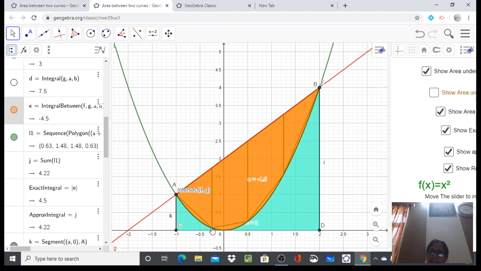What is the vertex of this rectangle? We have this point. The vertex has x coordinate A plus h and y coordinate f of A plus h. Then we are coming to this point. The x coordinate is A plus 2h and the y coordinate is f of A plus 2h, because this point lies on this parabola. So this vertex is A plus h, f of A plus h, and this vertex is A plus 2h, f of A plus 2h. Then again we are coming to this vertex. This vertex is A plus 2h, g of A plus 2h, because we are on the straight line.